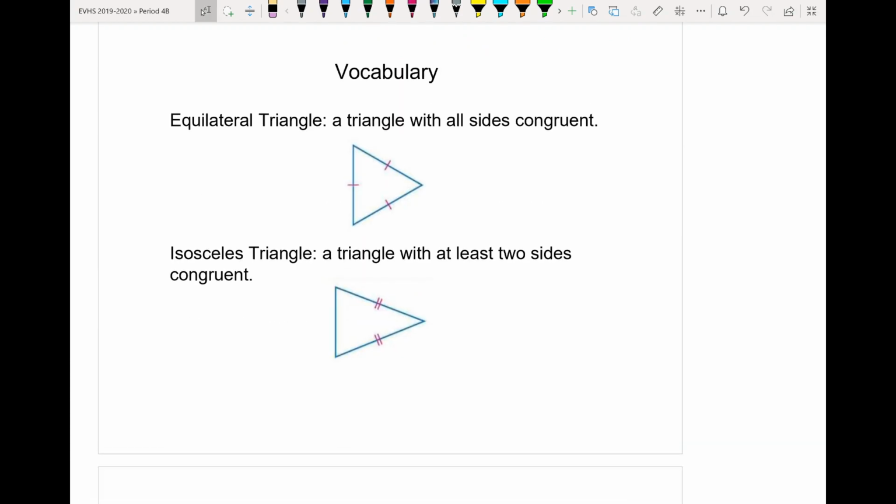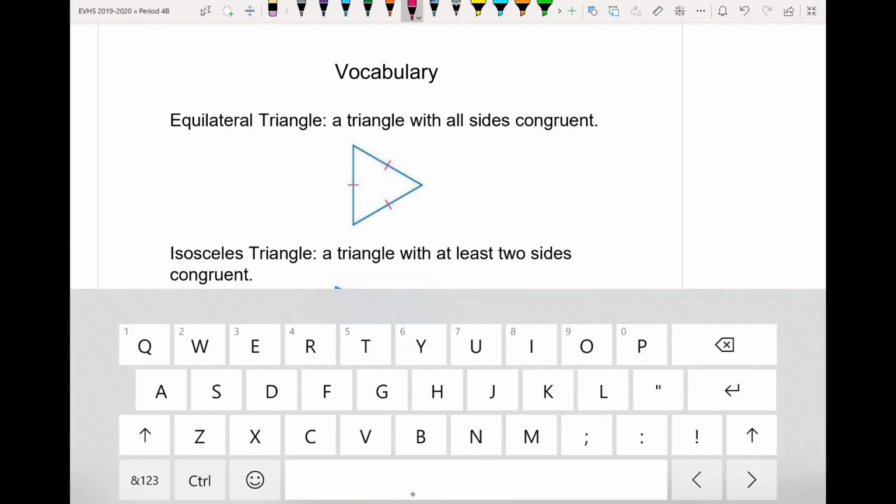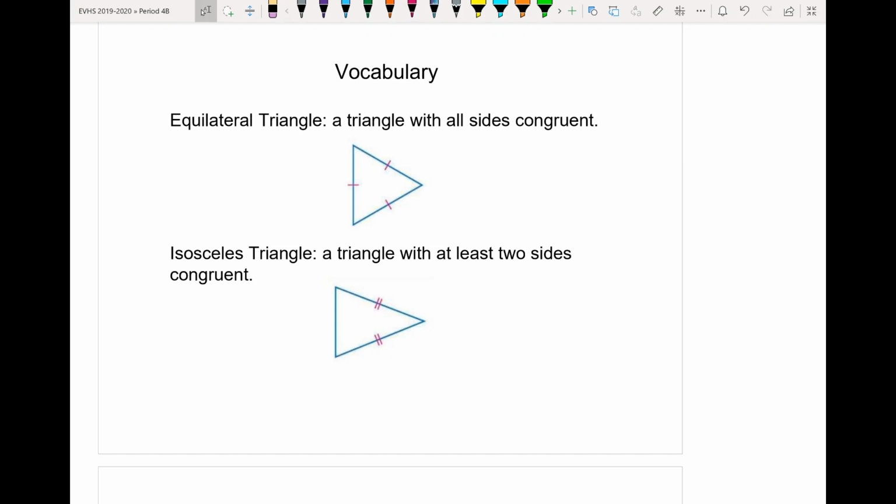All right, now classifying by side lengths. An equilateral triangle is a triangle with all sides congruent. Again, sounds exactly like what it is. Equilateral, lateral being a side. All three sides are congruent.